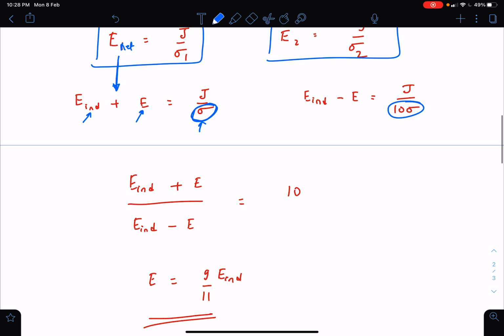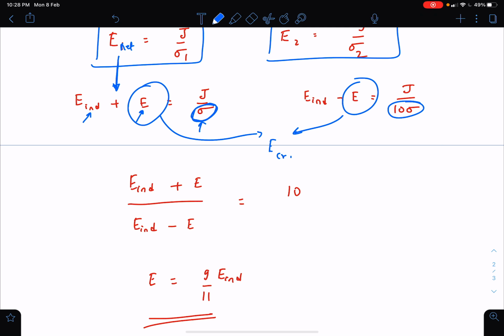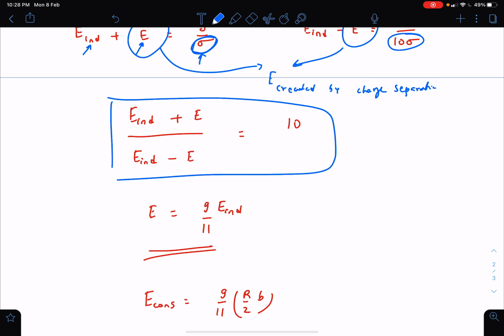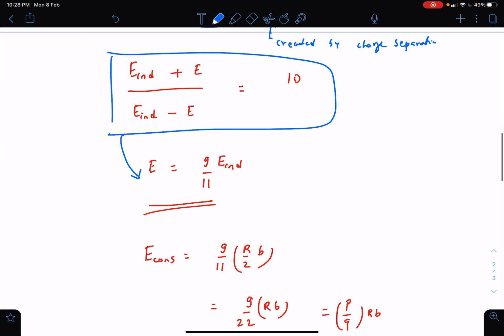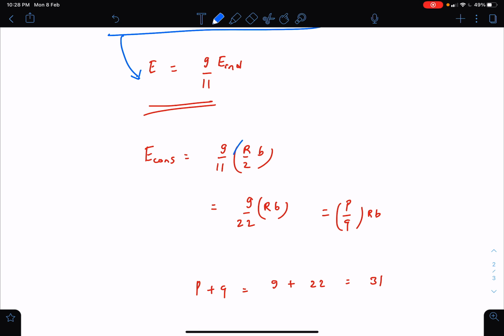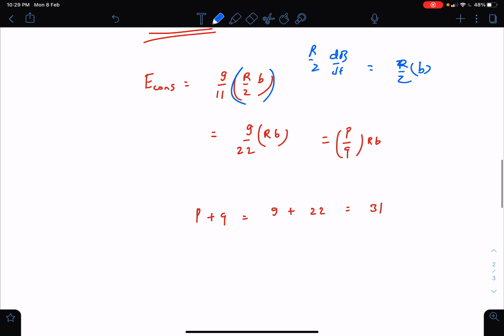Now here, what is E? This E which I have taken is the E created by charge separation. And E induced is the induced electric field, which is R by 2 into dB by dt, created by the changing magnetic field. So this is the expression that we get. We can simplify it to get E due to charge separation equal to 9 by 11 of E induced. Now E induced is R by 2 into dB by dt, which is equal to R by 2 into b. So that is what is P by Q. So P plus Q is 31.